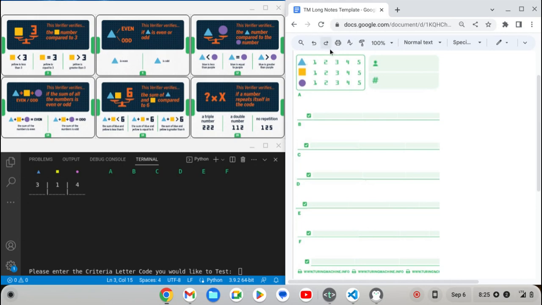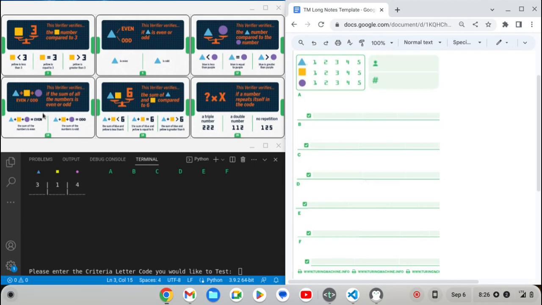Criteria card B looks at our first digit, the triangle digit, and will let us know whether it's an even digit or an odd digit. Criteria card C will look at our first and last digits, triangle and circle, and compare them. So should the value of triangle be less than circle? Should they be equal? Or should the value of triangle be greater than circle?